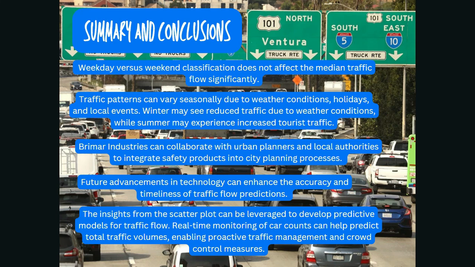Also, for safety enhancement initiatives, they could target safety solutions, including collaborative efforts, which can allow identification of high-risk areas and the implementation of targeted safety solutions. For instance, urban planners can prioritize the installation of safety signage and speed control measures in school zones or near busy intersections based on traffic data insights provided by Brimar Industries.